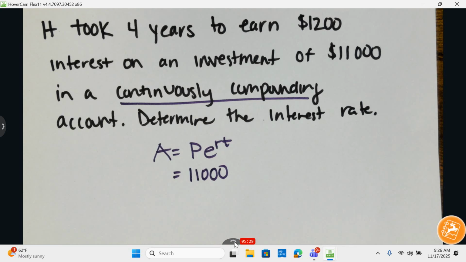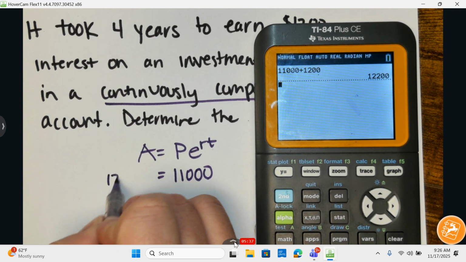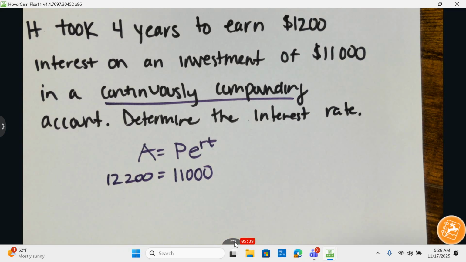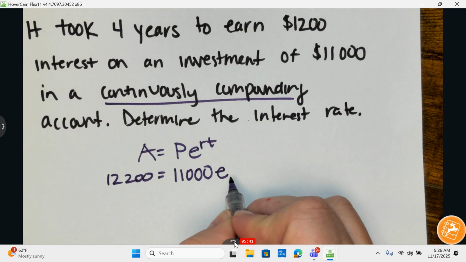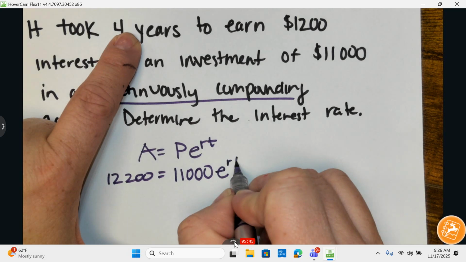So I start with $11,000 for the P, and then I earn $1,200 in interest. That's why you invest money. You're earning interest, you're making extra money, or you hear the phrase "your money's working for you." We have $12,200. That's the outcome, when you've invested for 4 years.